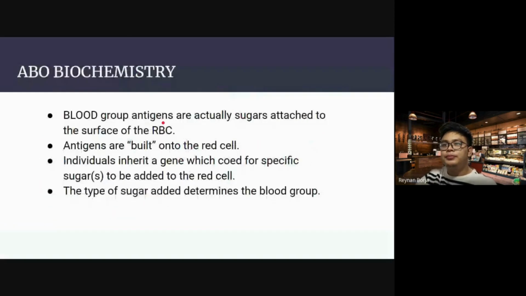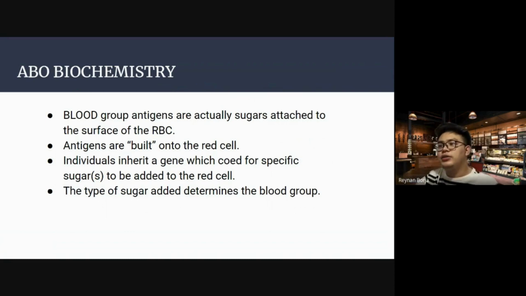Okay? Next, let's talk about biochemistry of ABO. Some of you may be familiar about this, some are not. Okay? So technically, pag sinabi natin biochemistry, connected ang ating blood chem. Tama? Okay, so himayin natin for this. The blood group antigens are actually sugars attached to the surface of the RBCs. Antigens are built on the RBCs.